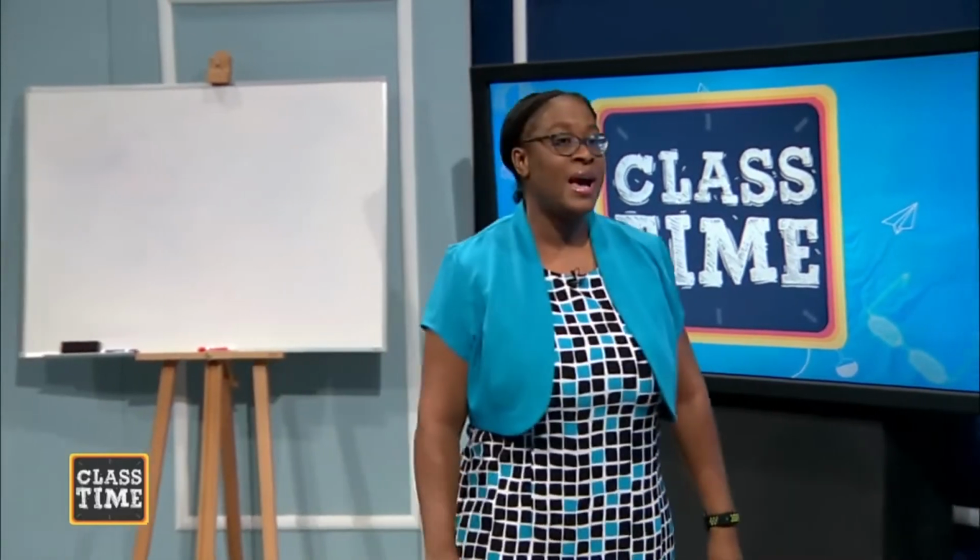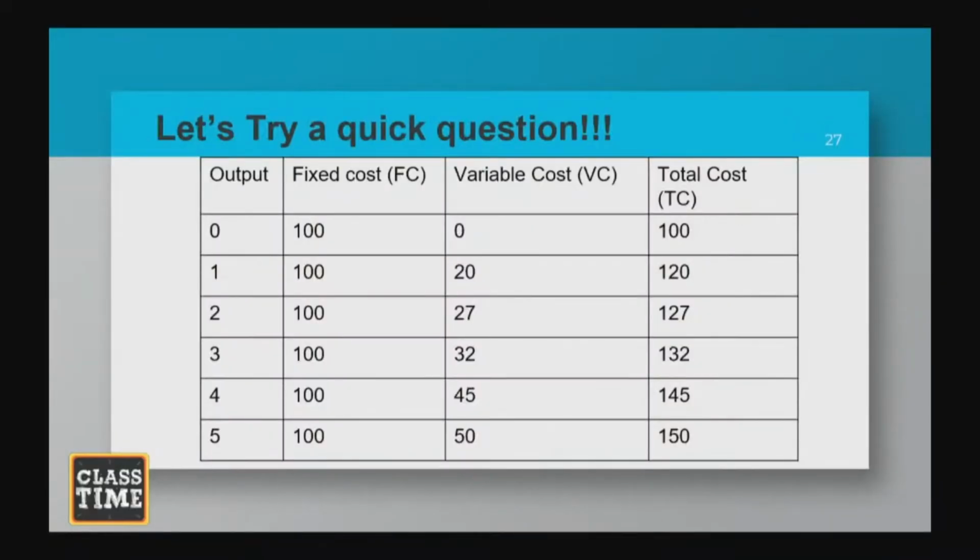All right, and the answer is right there. So match it quickly with what you have. I'm sure that you got it correct. So your total cost is your fixed cost plus your variable cost. Good.